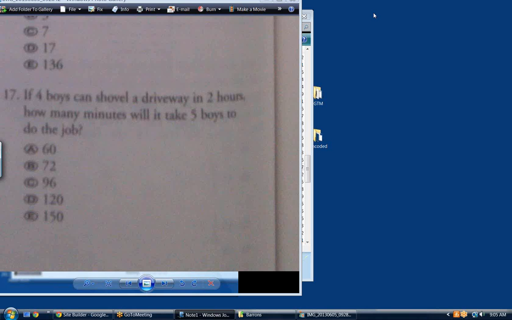So if 4 boys can shovel a driveway in 2 hours and they want to know how many minutes, let's immediately transfer that to minutes. So 4 boys take 120 minutes. Well, that must mean that there are 480 boy minutes worth of work to do. And now, to find out how many minutes it will take 5 boys to do the job, what would we do?